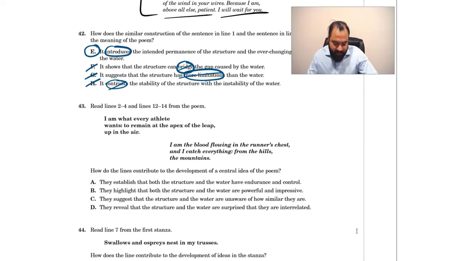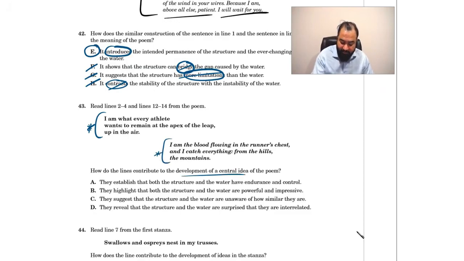Read lines 2 to 4. It's like, I am what every athlete wants, to remain at the apex of the leap up in the air. Who was this? Concrete, right? And water said, I am the blood flowing in the runner's chest, and I catch everything from the hills and the mountains. So how do these lines contribute to the development of the idea? So what's going on in these lines?